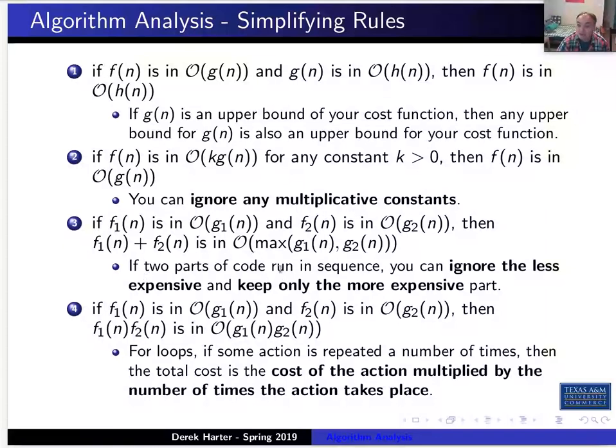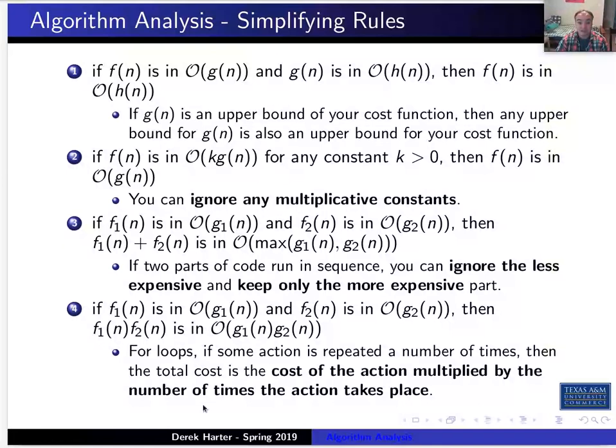So in a practical sense, what this means is that if you have code that runs in sequence, so if you have a very slow growth rate, order n, and then after that you go into an order n squared, effectively the slower one is not going to really impact your overall idea of how your algorithm grows with respect to the input size. So you only keep the more expensive part.